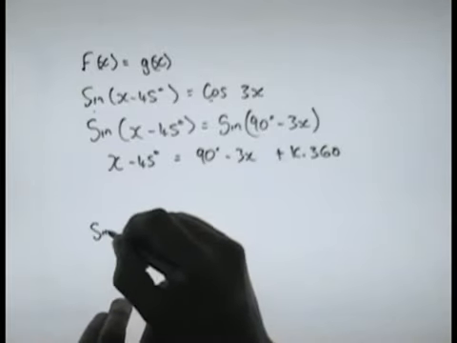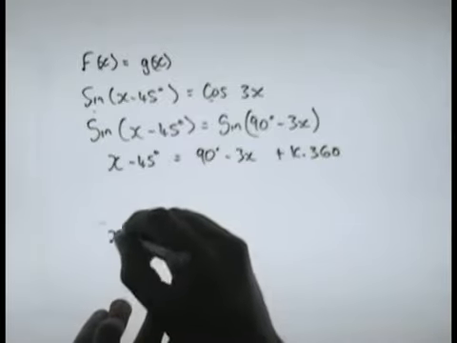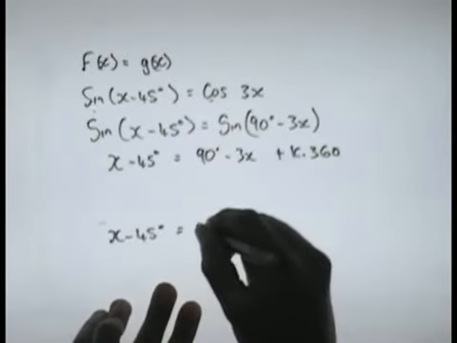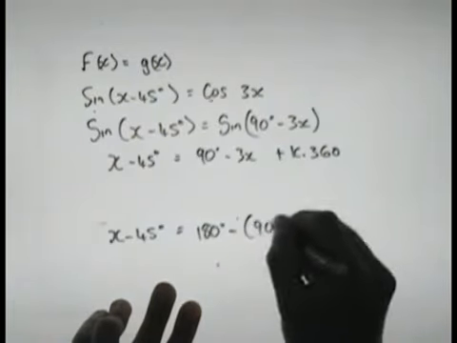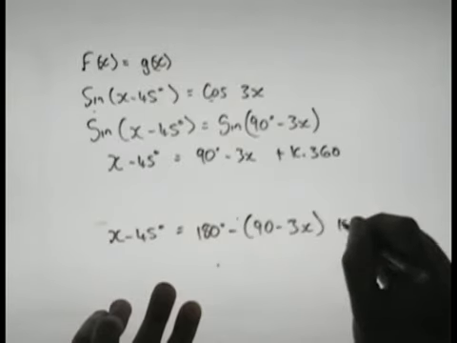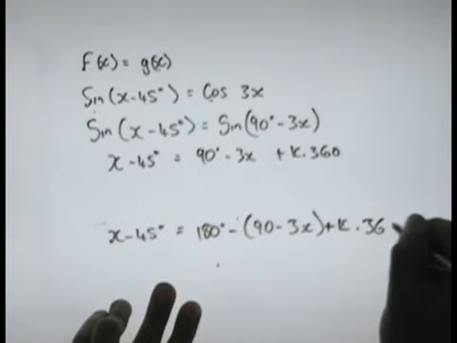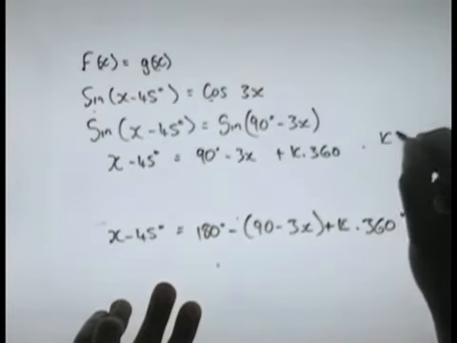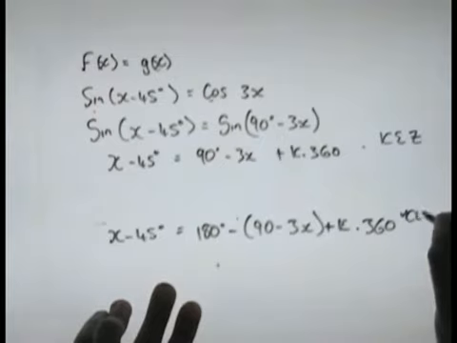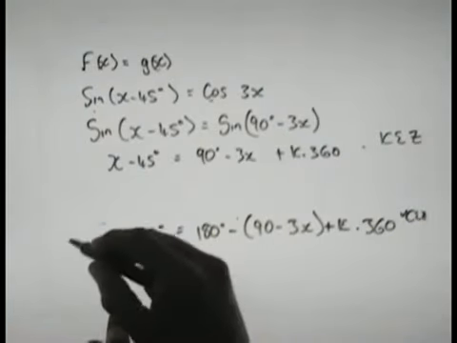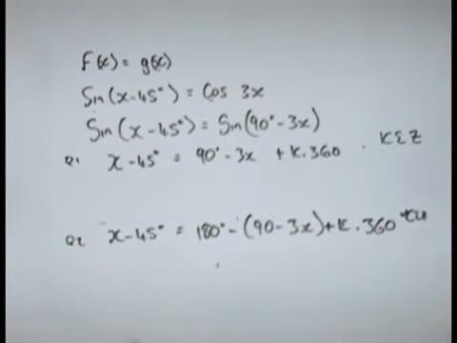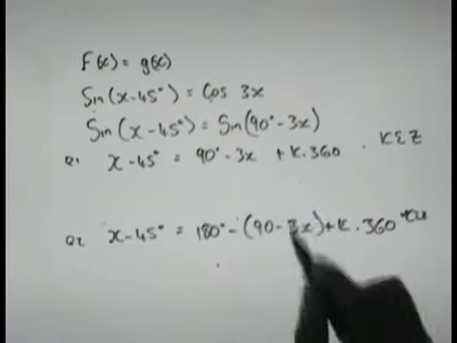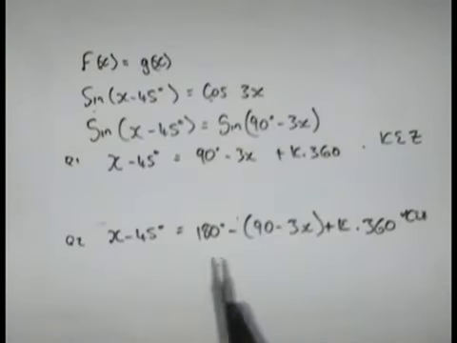Or I could say that x minus 45 degrees is equal to 180 degrees minus (90 minus 3x) plus k times 360. Both of these are when k is an element of integers. And this is for quadrant 2. Remember that sine is positive in quadrant 1 and quadrant 2. Because we're using the general solution, we've got to use the quadrant 1 solution and the quadrant 2 solution.